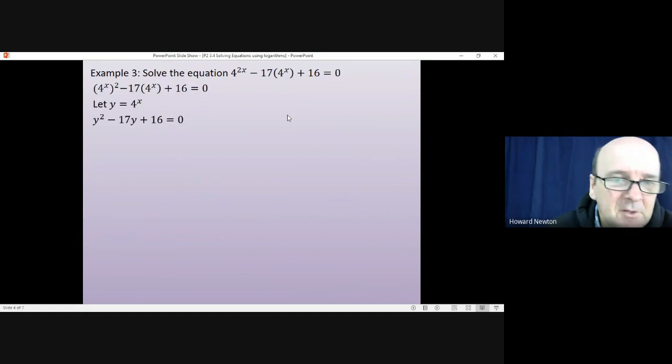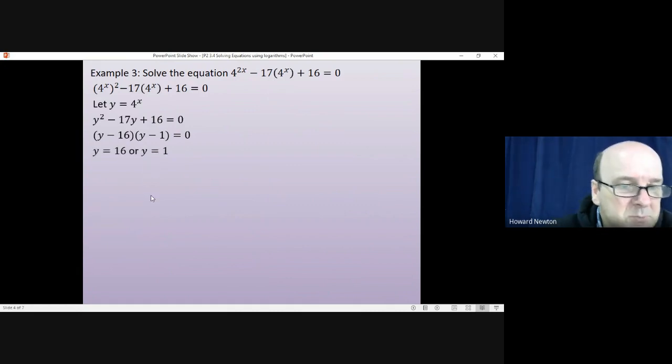Okay, let's have a look. The first part is straightforward enough. We've just got a quadratic we need to solve. That one does factorize into two brackets, which gives us two possible solutions, y equals 16 or y equals 1. Whenever you use a substitution, at some point you're going to have to undo that substitution, and this is the point. So we'll now go back to saying, well, we introduced y, but y is 4 to the x.